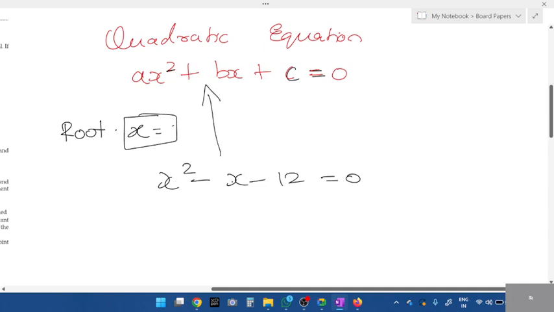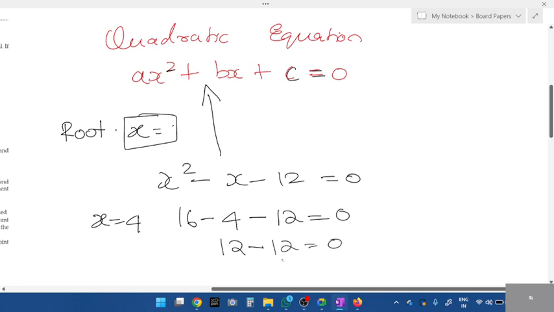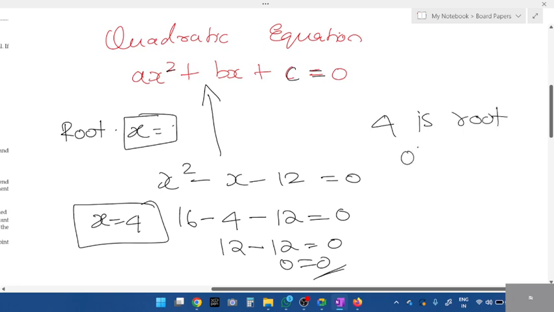Doesn't x² - x - 12 look like a quadratic equation? Forget about the minus sign; it can be minus or plus. I need to take the value of x. Let us substitute 4. 4 squared is 16, minus 4, minus 12. 16 minus 4 is 12, and 12 minus 12 is 0. Therefore x = 4, and 4 is a root of this equation.